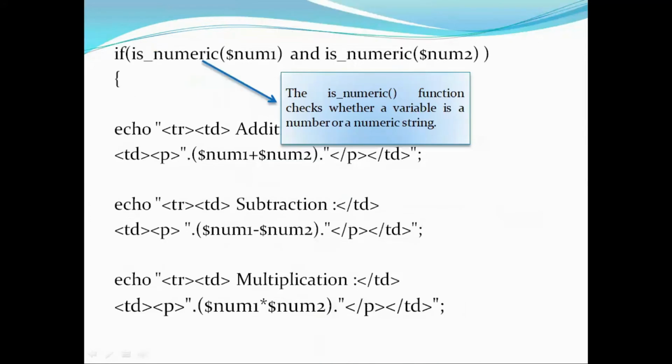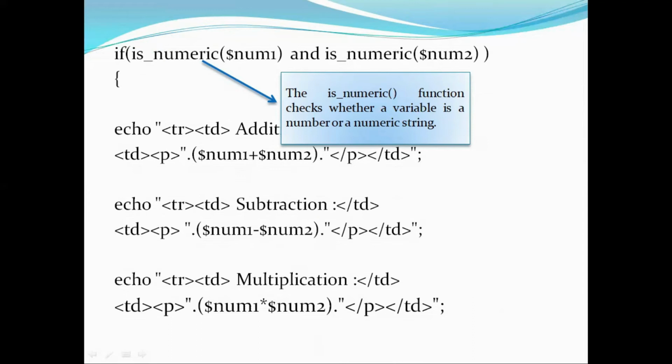After that, we are checking a condition using one function, the is_numeric function in PHP. This function checks whether a variable is a number or a numeric string. It returns true, that is 1, if the variable is a number or a numeric string, otherwise it returns false or nothing. Here I am cross verifying whether the two entered values, the first number and the second number, are numbers or not. If they are numbers, we can perform the basic operations of a calculator. For that reason we are checking.